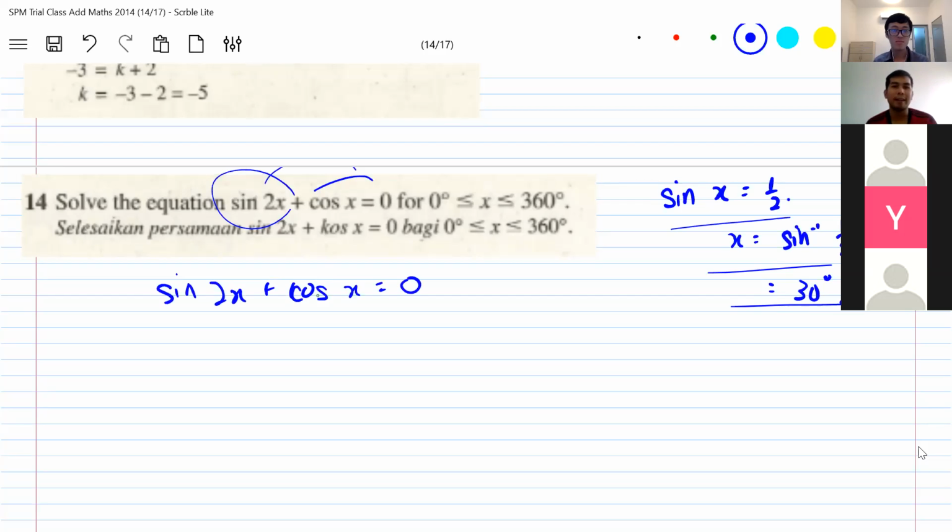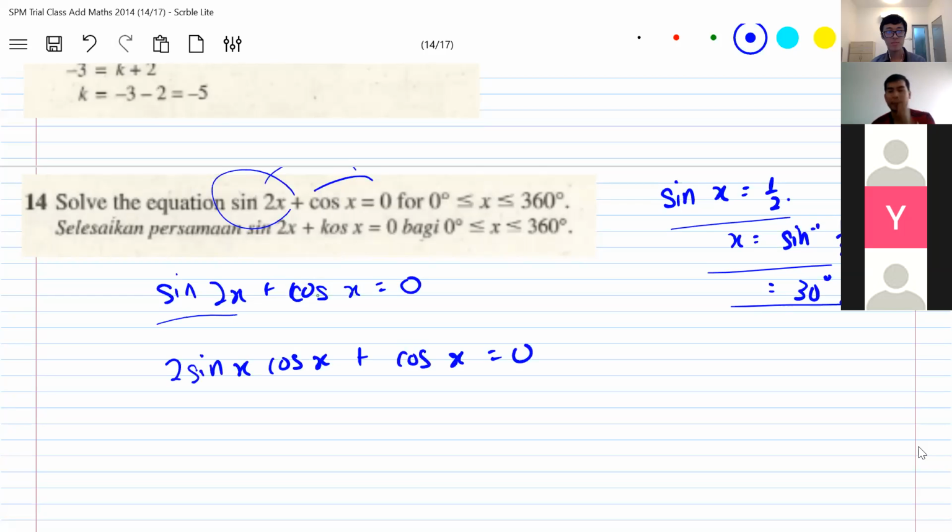Okay. For me, the first thing I do for trigonometry questions like this is to straight look into the formula sheet to see if I can find any relations. So if you look into your formula sheet, I think one of the first things you see is sine 2x is equals to 2 sine x cos x. So then you write it straight away. 2 sine x cos x plus cos x is equals to 0.